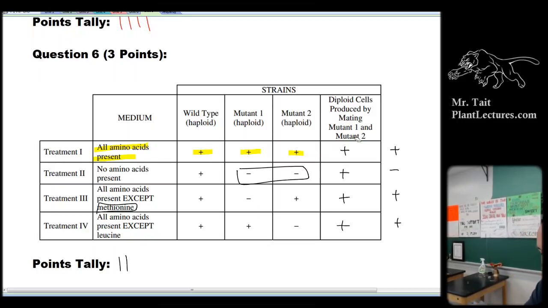So again, this plus, plus, plus, plus is the most correct of all of the answers. But I also think that College Board should accept plus, minus, plus, plus, because in this case, based on the data provided in the table, mutant 1 and mutant 2 cannot grow in treatment group 2, and so even if you combine them, they still shouldn't be able to grow. Again, that's a little bit weird.